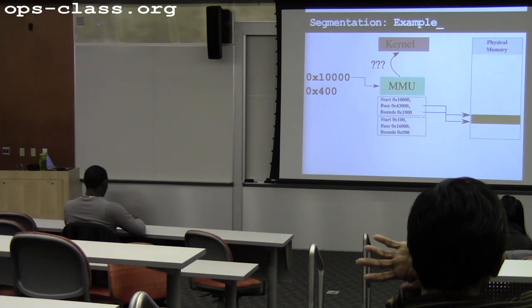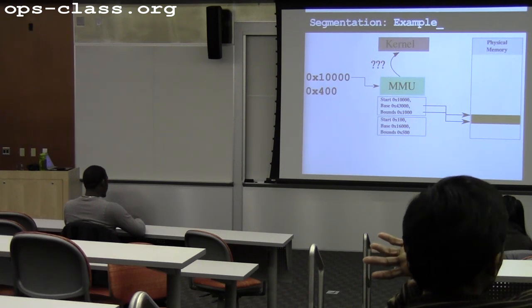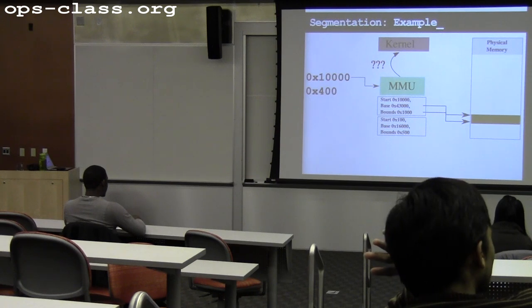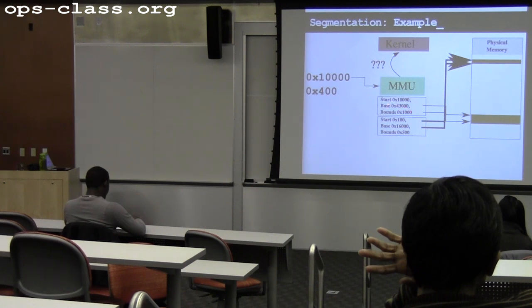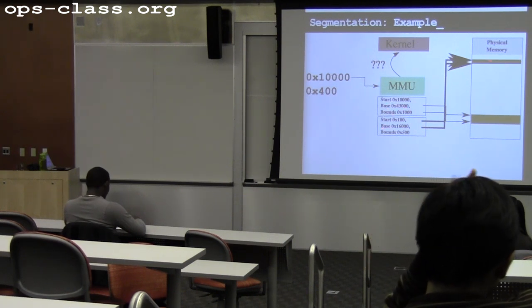Right, so that gives me what? 300, okay. And then what do I do with that? You add that to the base. Right, and so what do I get? 0x, yep. So this maps somewhere else, right? And in fact, the base for this was 43,000, the base for this was 16,000, right?